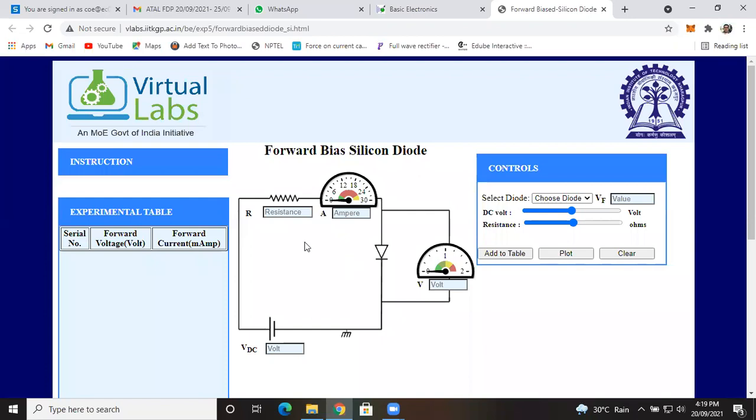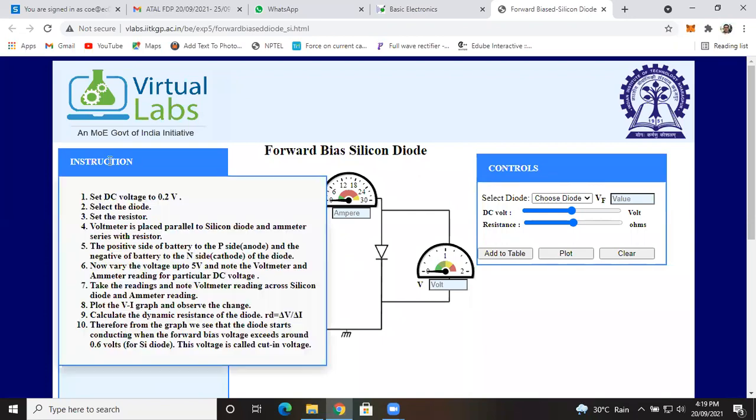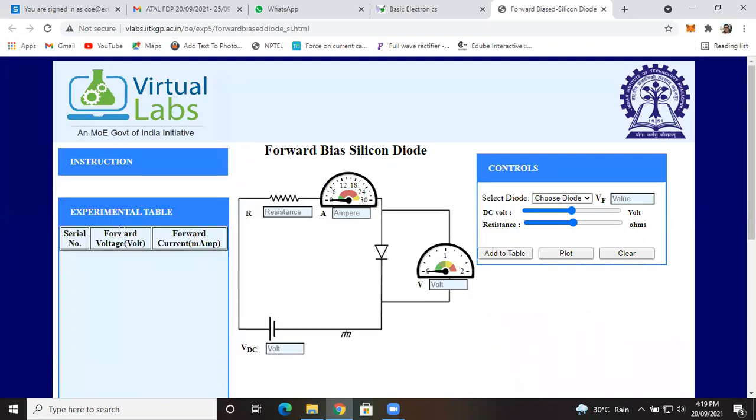When I keep my cursor on the instruction part, the instructions will pop up. There are a total of 10 instructions given. Another is the observation, where you can see the experimental table, which we can also call an observation table. The third one is the experiment circuit diagram, and this one is the control. With the help of this control window, I can show you how the silicon PN junction diode works.